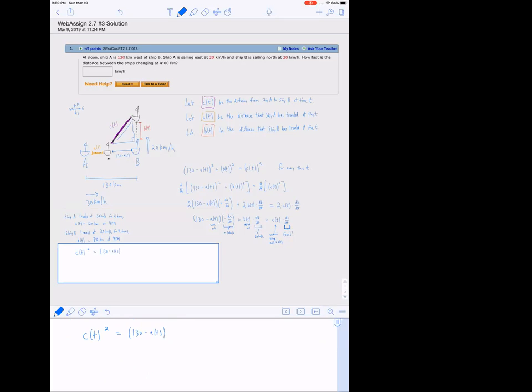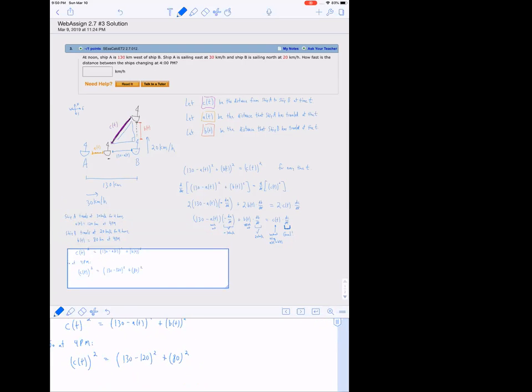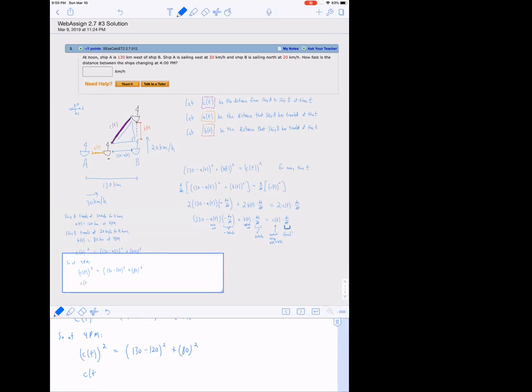So finally, we know that C of t squared is supposed to equal (130 minus A of t) squared plus B of t squared. So at 4 p.m., C of t squared is equal to (130 minus 120) squared plus 80 squared, the quantities we had just above. We said that A of t was 120 and that B of t was 80. So we plug in 120 and 80, and we find that C of t is going to be the square root of 130 minus 120, which is 10, and we square that, plus 80 squared.